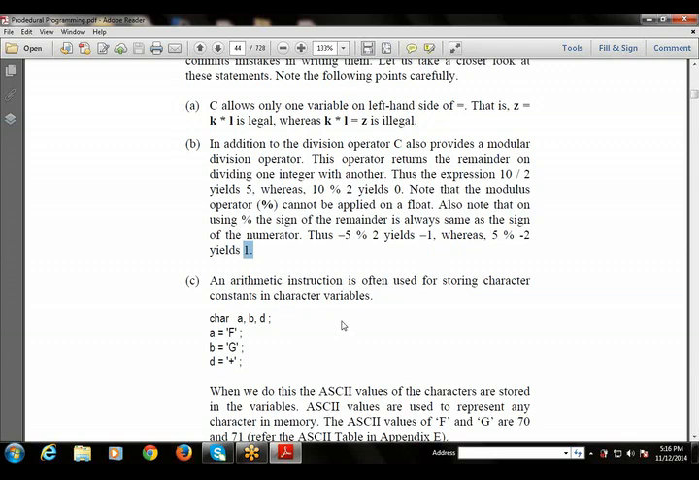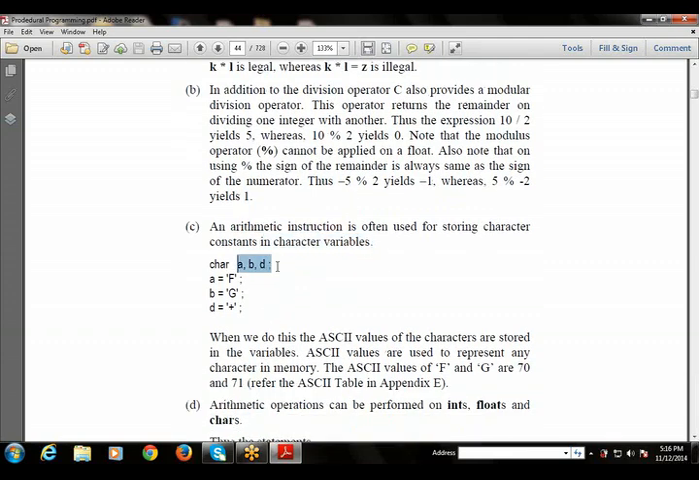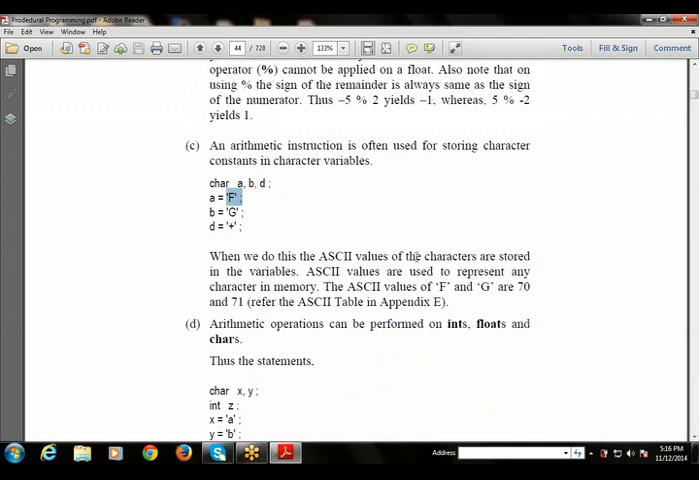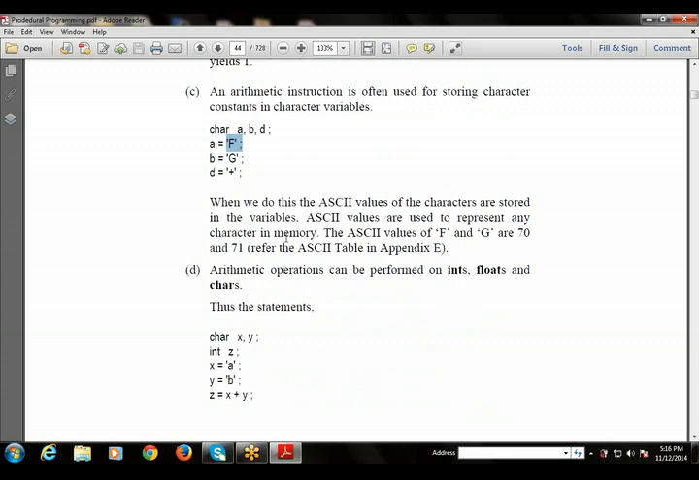The next careful point says, arithmetic instruction is often used for storing a character constant in a character variable. First of all, these are defined, then we give the character constant. When we do this, the ASCII value is used. Every character has an ASCII value, and the ASCII value will be used in the variable. That is, ASCII values are used to represent any character in memory. The ASCII values of F and G are 70 and 71.